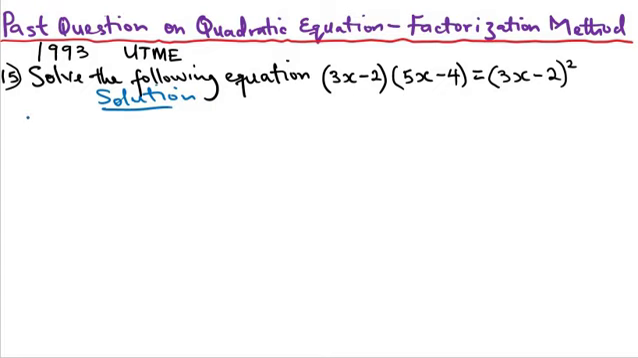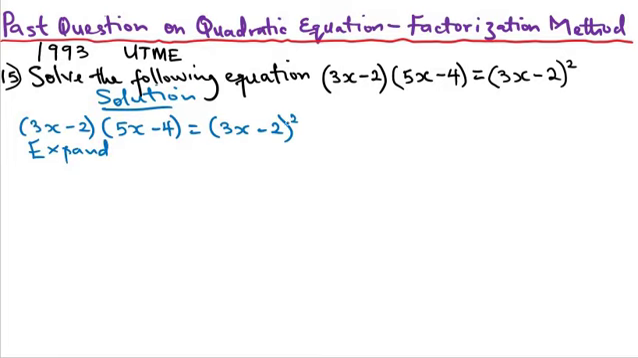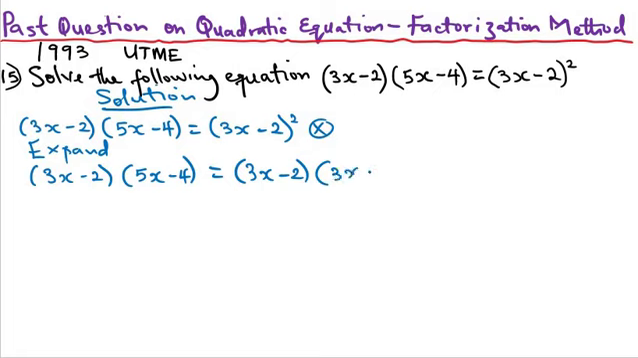So we have to write the question. It says (3x - 2)(5x - 4) = (3x - 2)². So the first thing we're going to do is to expand. And for me to expand, I will have to split this square. It says (3x - 2) squared, so I'll write it twice. So it becomes (3x - 2)(5x - 4) = (3x - 2)(3x - 2).